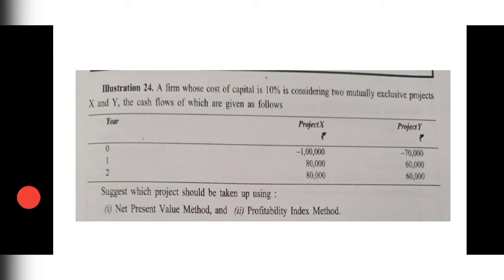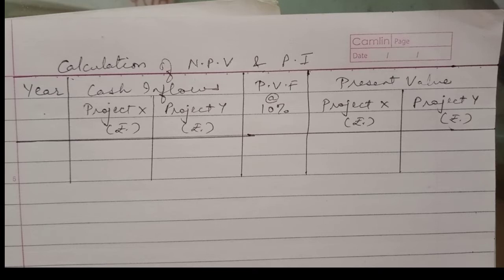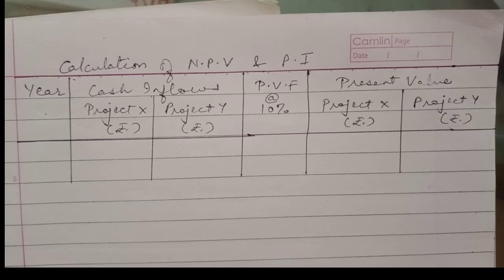Now in this example they have given the cost of capital as 10%. It means you will have to take the discount rate or discount factor, also called the present value factor, as 10%. So dear students, let us see how to calculate the NPV, net present value, and profitability index for this given example. They have given the cash outflows and cash inflows. The cash outflows are given in the 0 year.